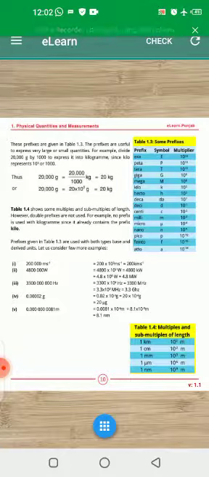So prefixes are very important because when we are doing calculations, the long digits are very confusing and create problems. So prefixes can shorten the values.